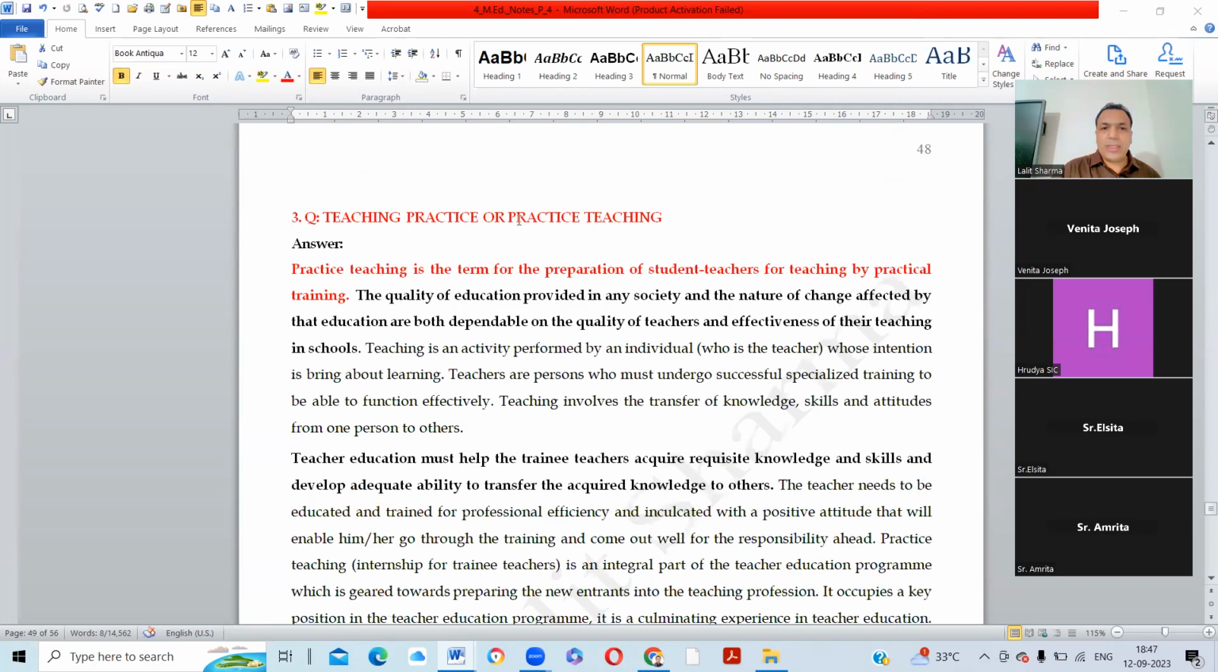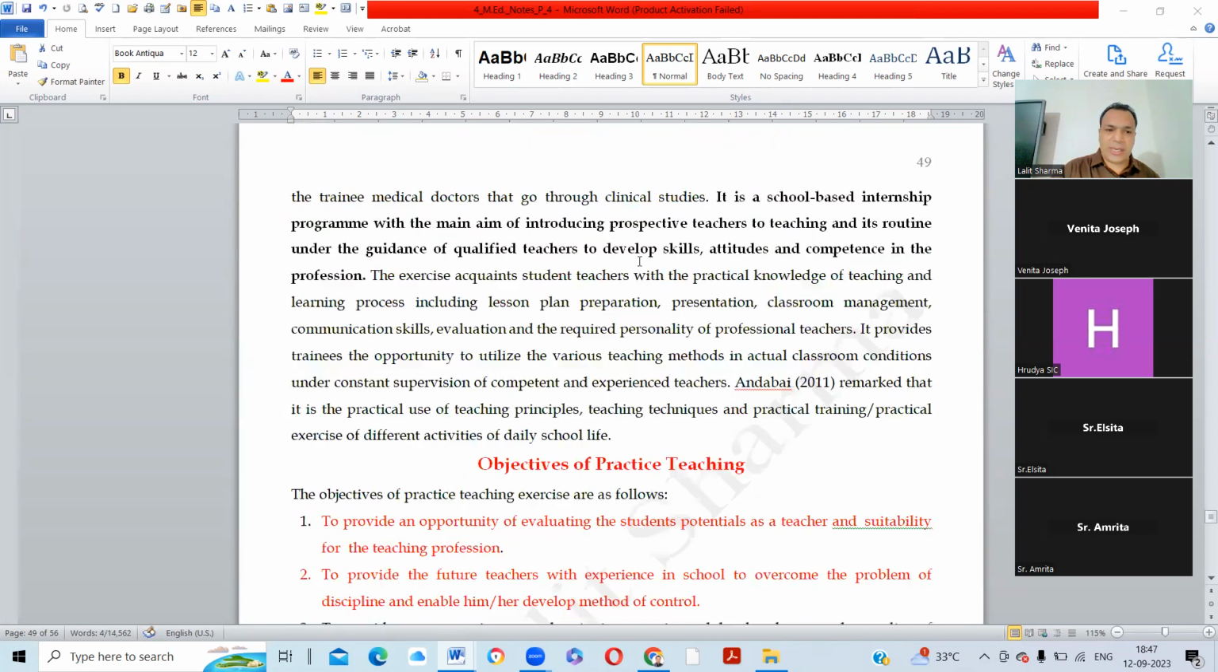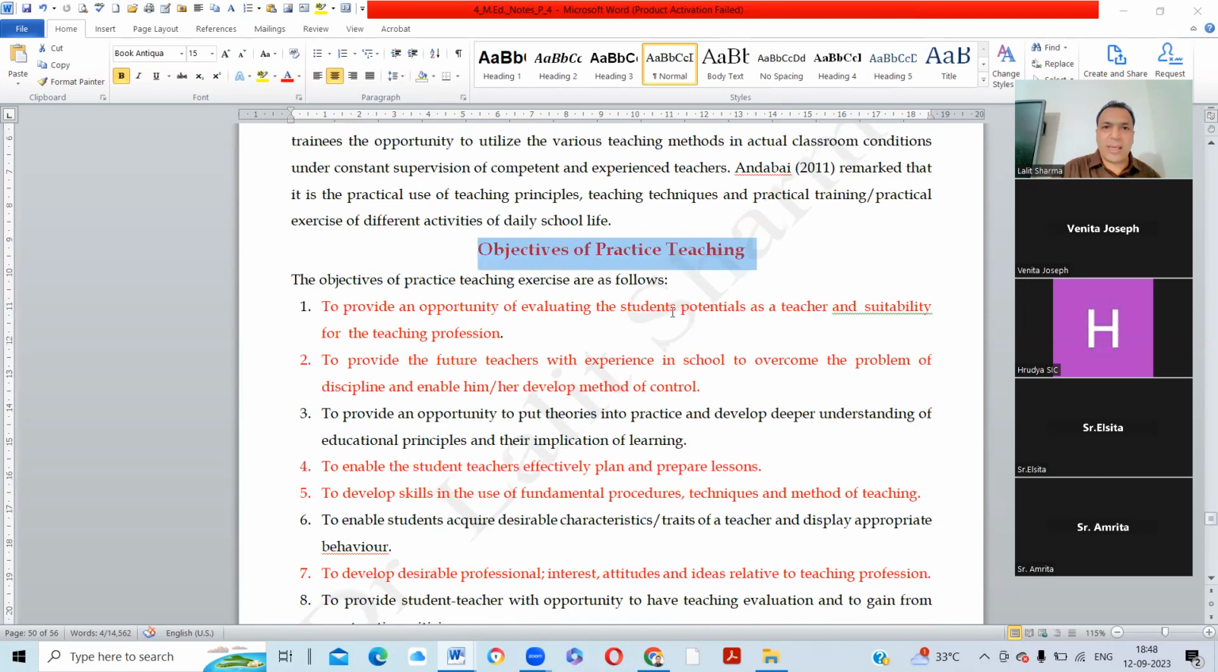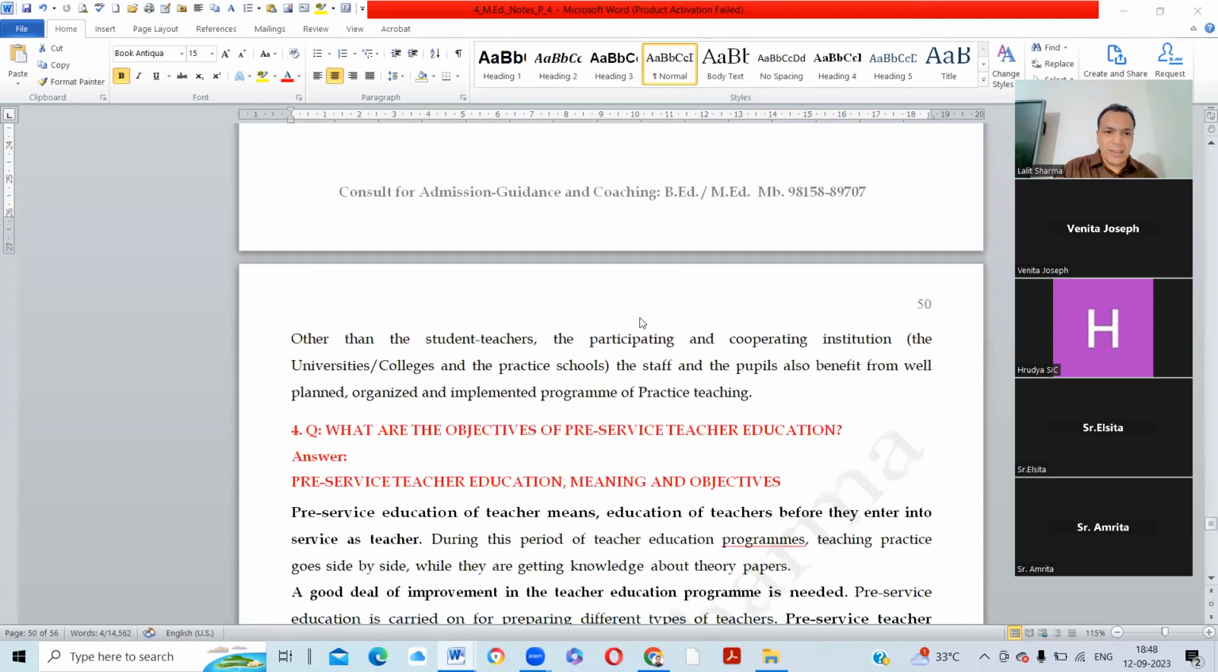Teaching practice, we have already done. What is the teaching practice? A short question has come about teaching practice: objectives of teaching practice. The objective of teaching practice is to sharpen the skills of the teacher. Next, it is to convert theoretical knowledge into practical knowledge. The third is that the student gets the real situation where he has to teach students before going to the actual classroom. These are all objectives of the teaching practice. If the concept of teaching practice is clear to you, you can easily define that, right?